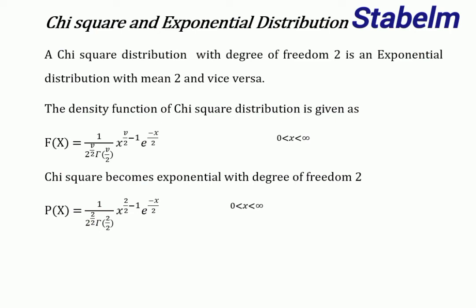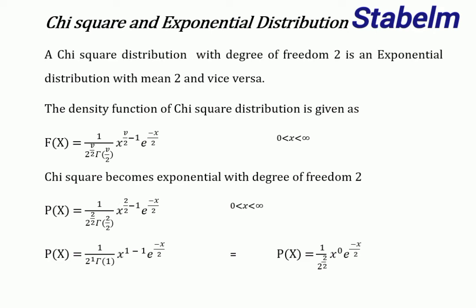Now let's see what we're talking about. So we have p of x equals 1 divided by 2 raised to the power 1, gamma of 1, x raised to the power 1 minus 1, exponential raised to the power minus x over 2. And this becomes p of x equals 1 divided by 2 raised to the power 2 over 2, x raised to the power 0, exponential raised to the power minus x over 2.